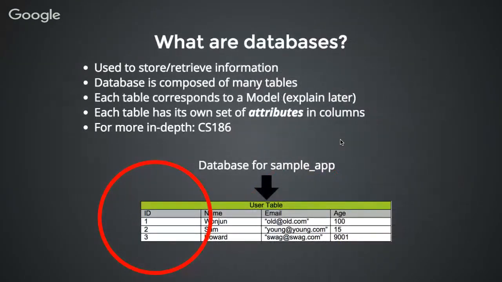Databases are used to store and retrieve information. Commonly, databases are composed of many tables, so within a single database you have different collections of information. In Ruby on Rails, every model that we make corresponds to a specific table, and we'll get into more depth about that later. Each table has its own set of attributes, in other words, columns. You could think of a database as a collection of a bunch of CSV files.